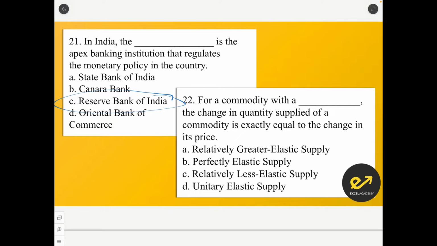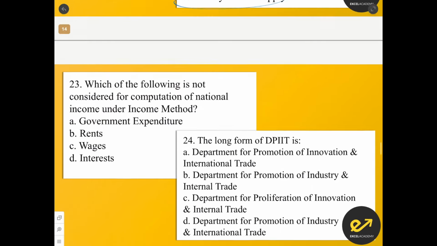For a commodity with a Dash, the change in quantity supplied of the commodity is exactly equal to the change in its price. So that is, the percentage change in quantity supplied is equal to the percentage change in the price. Then the value will be equal to 1. So the answer for this is unitary elastic supply.